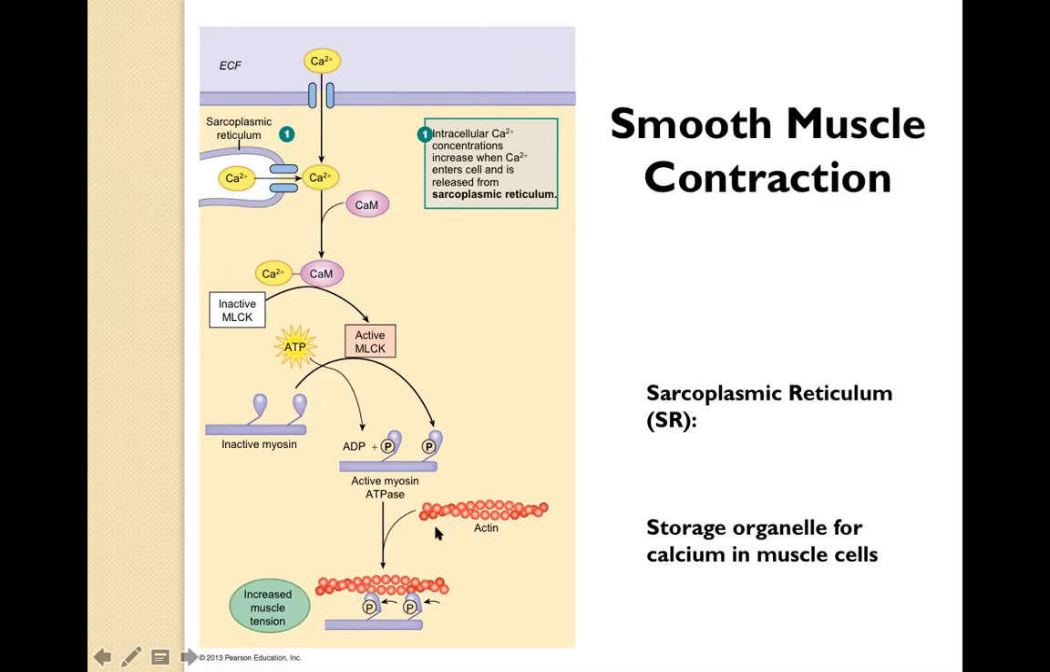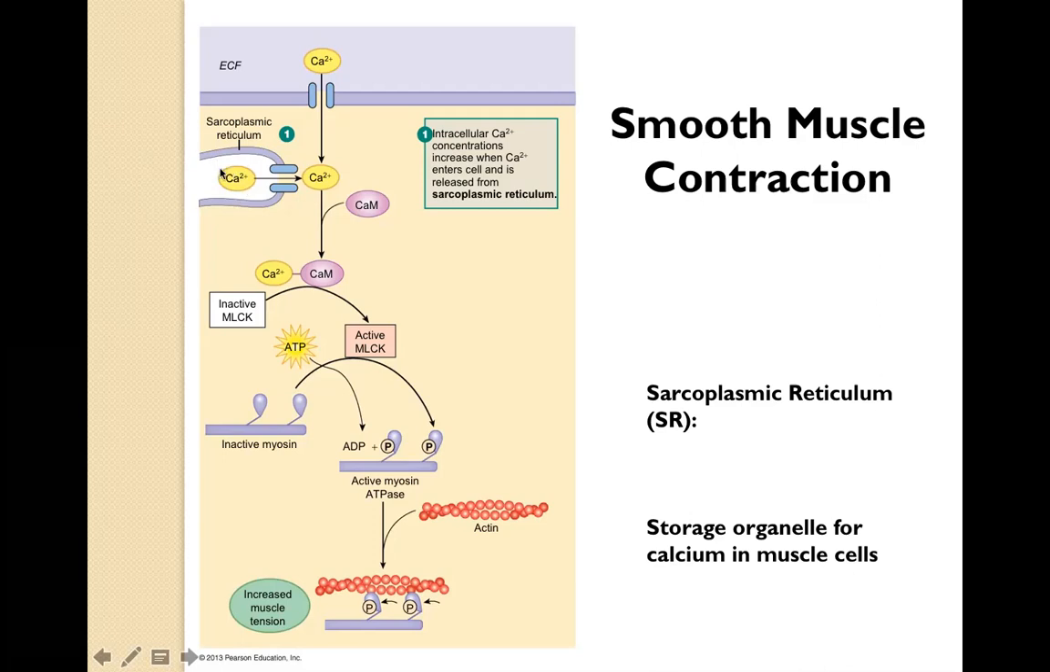intracellular compartment. There is this thing called the sarcoplasmic reticulum. This is a very important storage organelle for calcium inside muscle cells. It's essentially very similar to an endoplasmic reticulum. It's a smooth endoplasmic reticulum, and that doesn't contain ribosomes, if you're interested to know that.